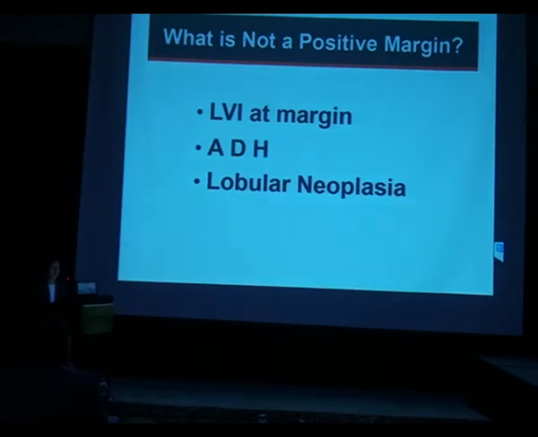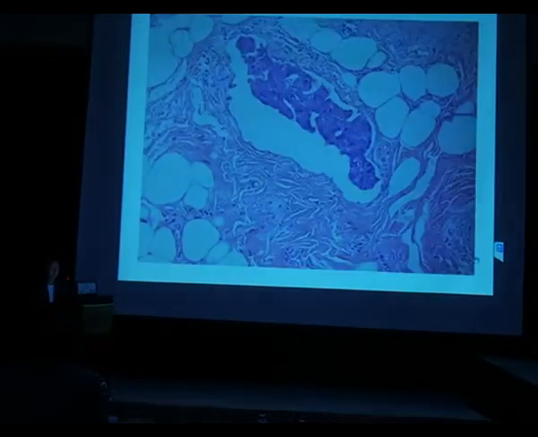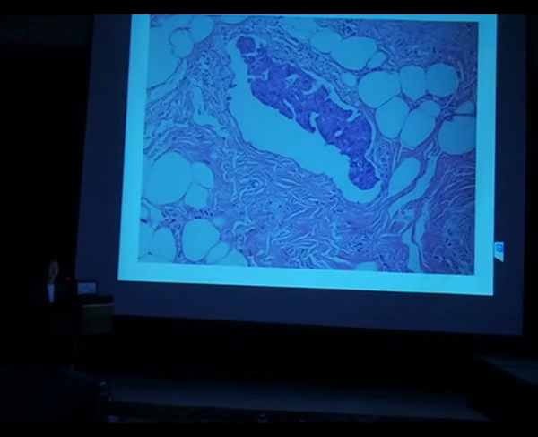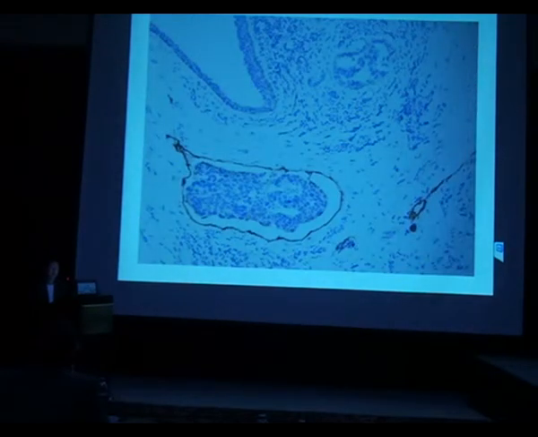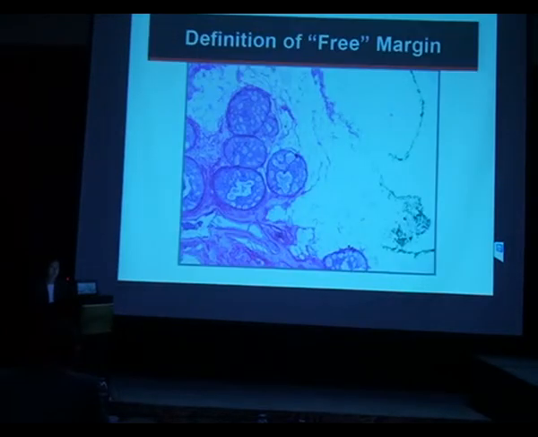If you have a lymphovascular invasion at margin, or a lobular neoplasia or atypical duct hyperplasia at margin, it is not called positive margin. So these are not positive margin. And here's a lymphovascular invasion, and sometimes you can do markers for endothelium to confirm that it is not DCIS, because in my opinion, DCIS versus lymphovascular invasion sometimes can be difficult, so we use immunohistochemistry for that.